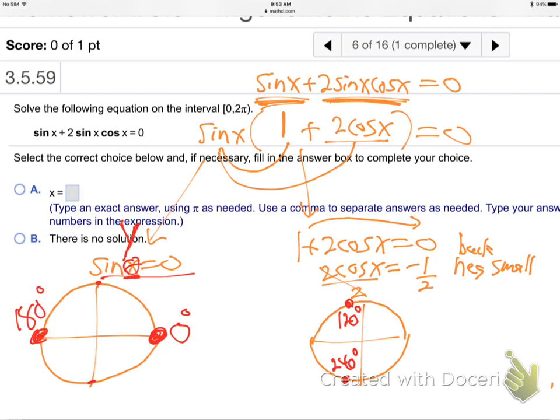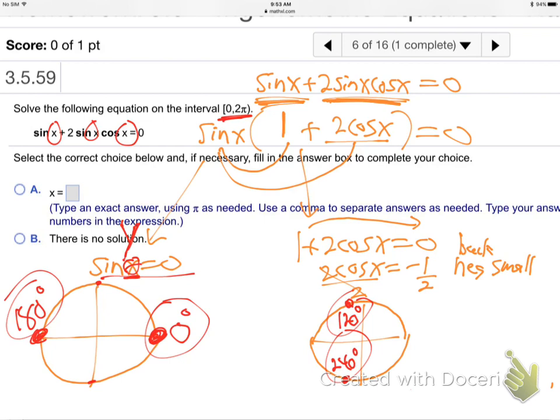Good? Getting the hang of this whole thing? So our answers are these 4. Change them into radians, we're done. Because again, they just said 0 to 2 pi. There was never a 2x, it was just plain x everywhere. So no more is needed. No 2 in pi's are needed.